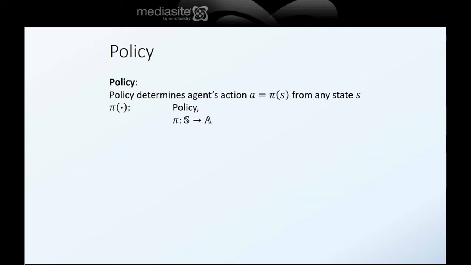So now let's define what a policy is. A policy determines the action A equals pi s from any given state S. So pi is a policy and it's a mapping from the states to the actions. So given any state, if the policy is known, then the policy tells you what action to take.